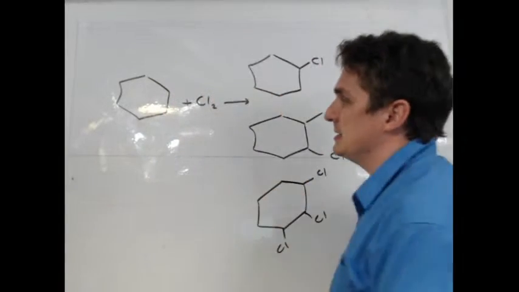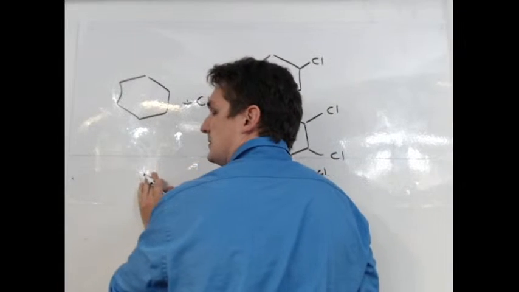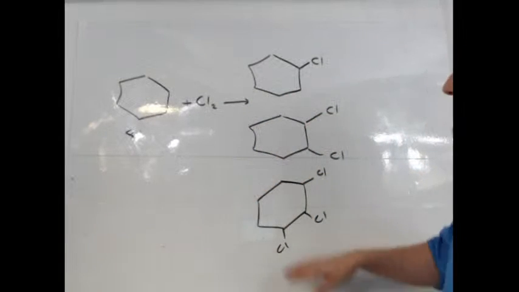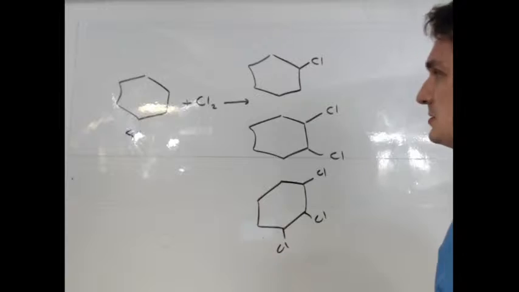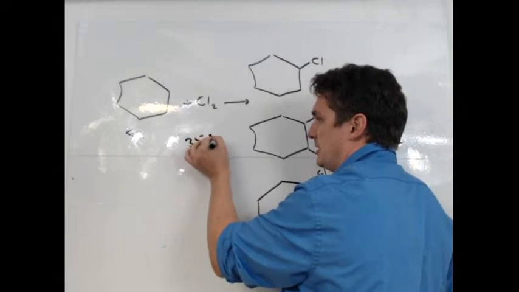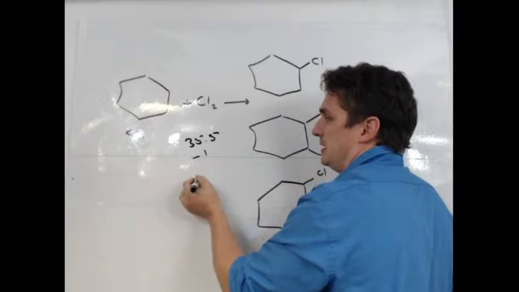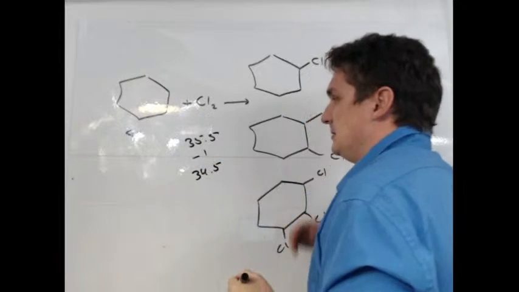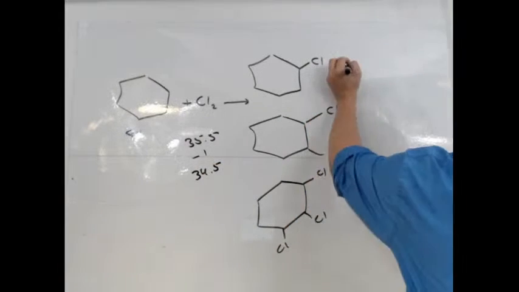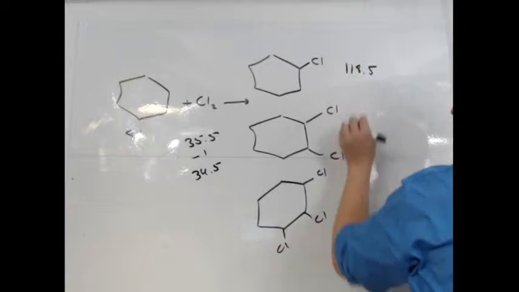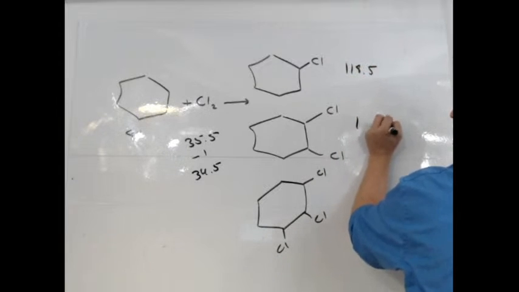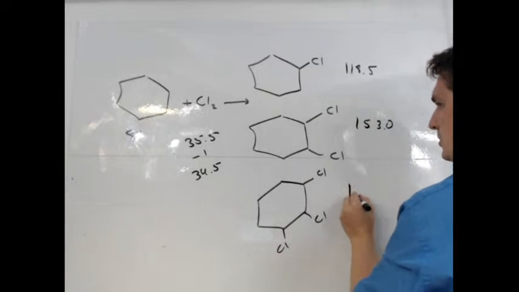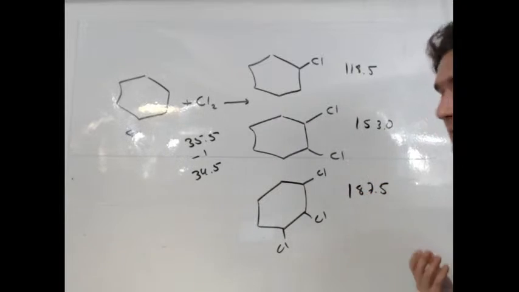So if we look at cyclohexane, it's 72 plus 12, so it's 84 AMUs roughly. So the question is, what do each of these weigh? Chlorine weighs 35.5. We lose a hydrogen and we gain a chlorine. So for every chlorine that gets attached, we add 34.5 AMUs. So this one's going to weigh 118.5. This one's going to weigh 153, and the last one's going to weigh 187.5 AMUs.